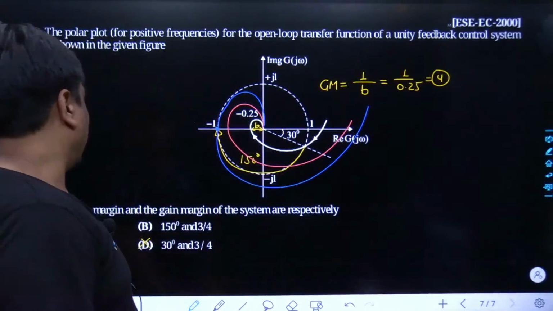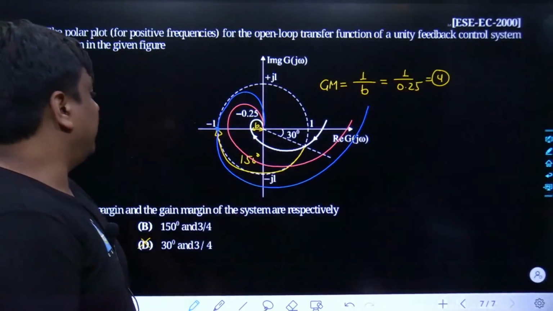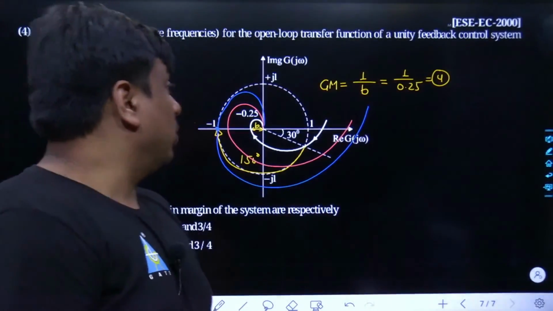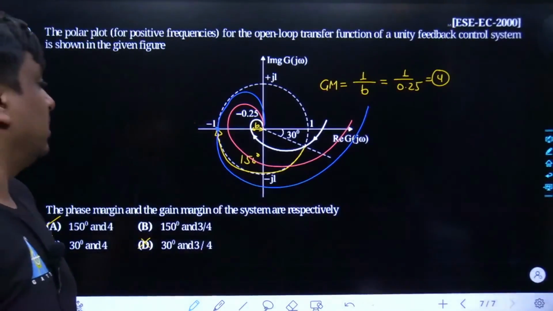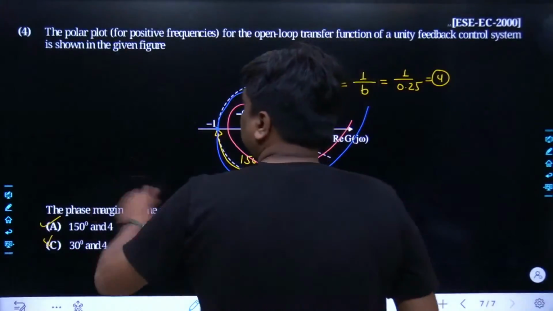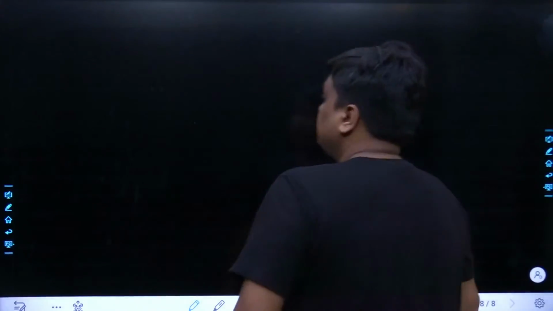And similarly, if we talk about the phase margin, it had been precisely equal to 150 degrees. The system had been a stable system with a good amount of gain as well as phase margin. So obviously this must be clear to all of us. I think it's the right time to take the next question.